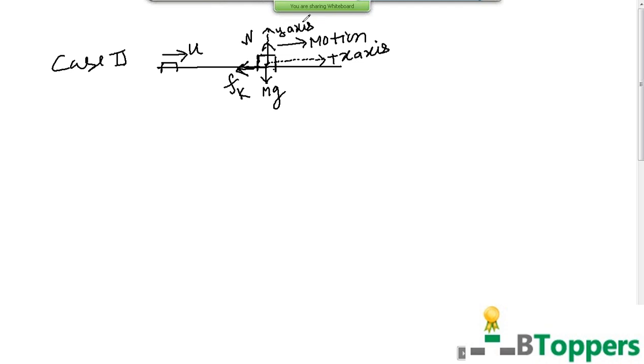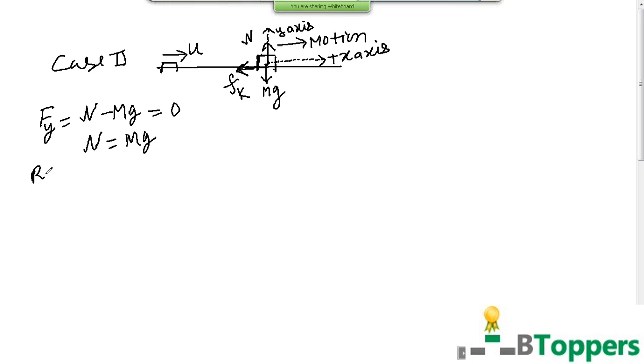The vertical upward direction I take as the positive y-axis, and the horizontal direction, which is the direction of motion of the block, as the x-axis. So the y component of the resultant force on the block is equal to N minus mg. But here the block has no acceleration parallel to the y-axis, so the y component of the resultant force is 0. So the magnitude of the normal reaction on the block is equal to mg.